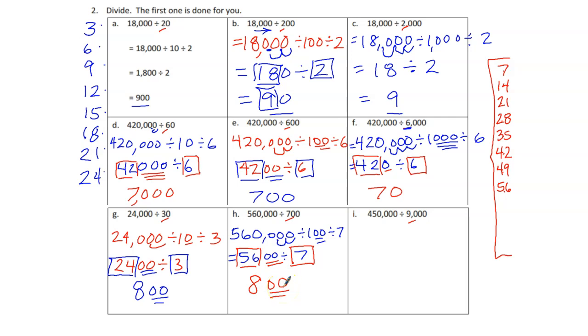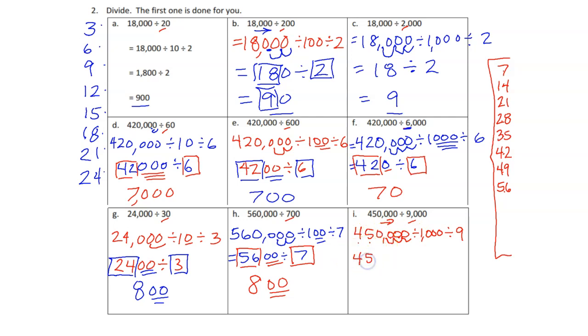Last but not least, you should see the pattern here. Now we have 450,000 divided by 9,000. So I'm going to take my 1,000, I'm going to take my 9 divided by 1,000. I know that divided by 1,000, this 4 and this 5 are both going to move over 3 place value units to the right. So if my 5 is in my 10,000s place, it's going to move 1, 2, 3 place values to the right, and it's going to end up in my tens place. So let's take a look. 1, 2, 3. It's going to be 450.